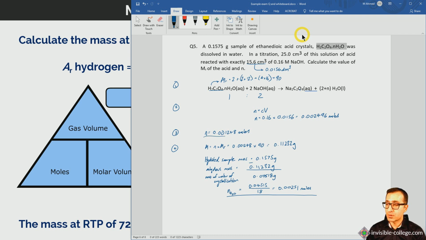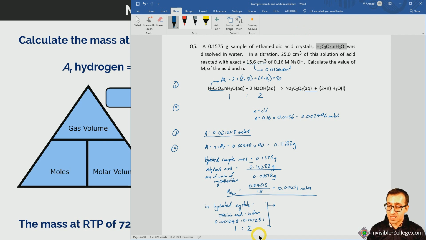So now we have the number of moles of water and we have the number of moles of anhydrous ethane dioic acid crystals. So N is the number of water molecules there are for every one molecule of ethane dioic acid in the hydrated crystals. And so therefore, we can use the molar ratio of ethane dioic acid to water to calculate the value of N. So in the hydrated crystals, we can say that the ratio of ethane dioic acid to water is 0.001248 to 0.00251. Now, if we divide both these numbers by the smaller of the two numbers, we see that this simplifies to approximately 1 to 2.